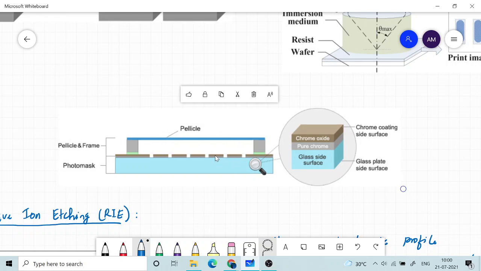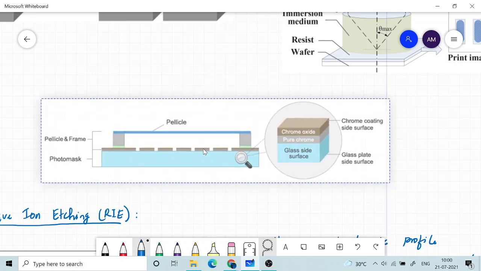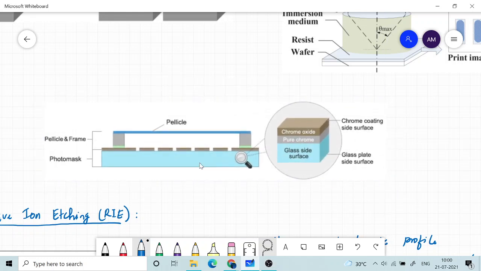But what I am showing here is the structure of a photo mask. You can see the opaque region is made up of a base material of glass, which is transparent to the light, and then on top we have pure chrome and then chromium oxide on top of it. Chromium oxide cannot be directly deposited on top of glass because they don't bond well. So pure chrome is initially inserted, and then on top we have chromium oxide, and the chromium oxide coating is opaque to the light.